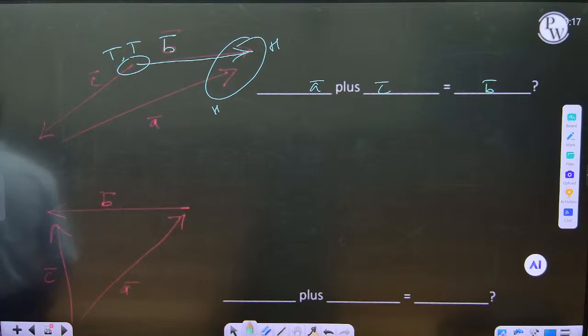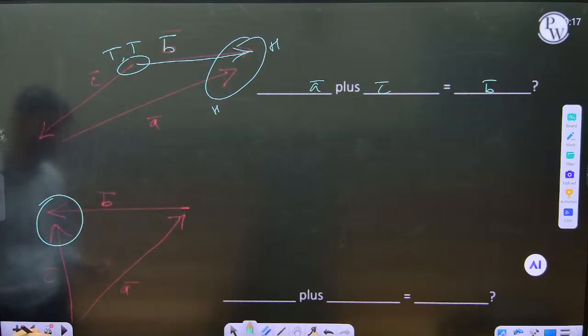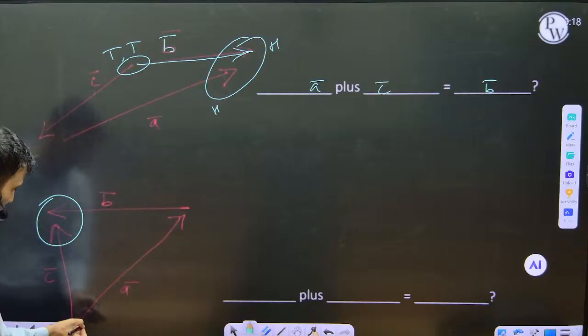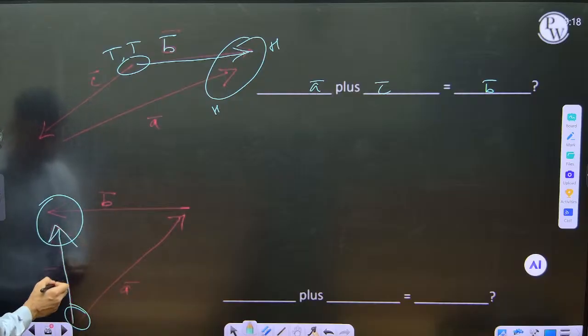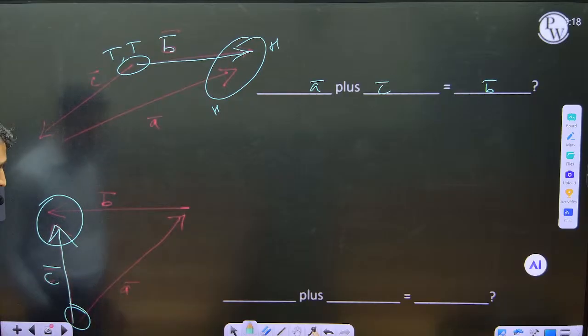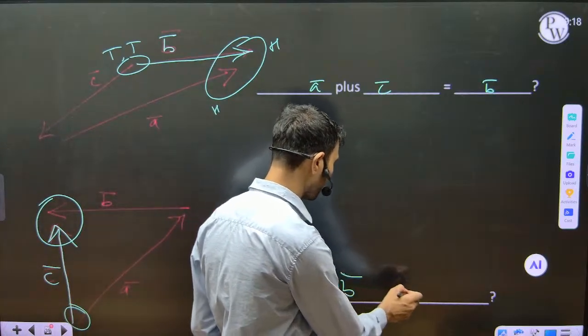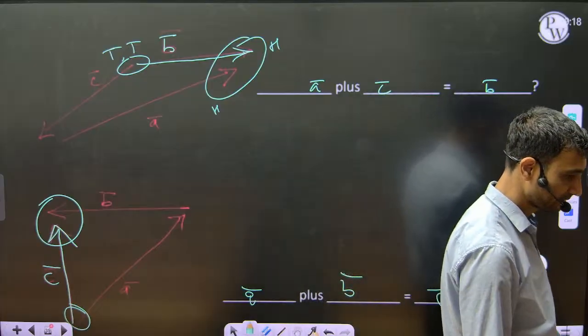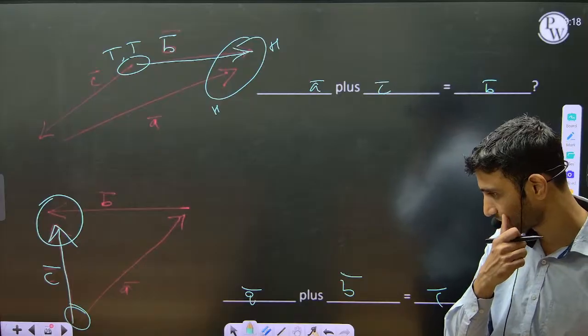Right? Now let us see the same thing here. In this case, head and head is here and tail and tail is here. Right? So which is the sum vector? In this case, C vector is the sum vector. So I can write that A plus B must be equal to C. Right? Take this down.